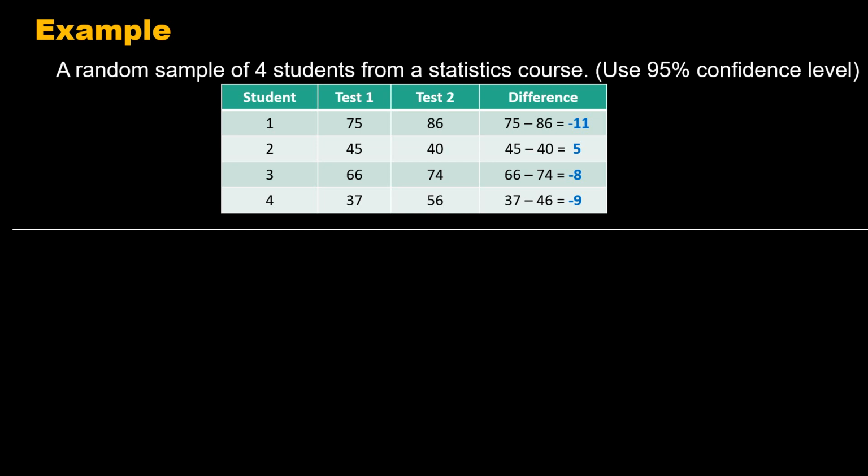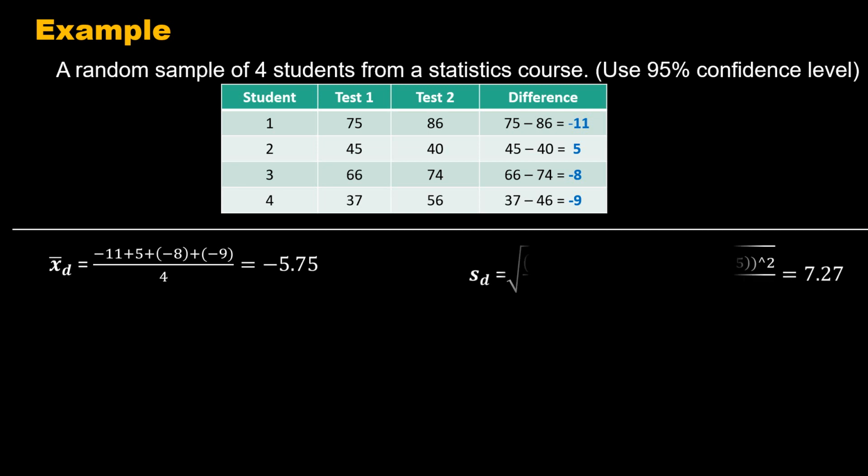So these are the D's. D1 is negative 11, D2 is 5, D3 is negative 8, D4 is negative 9. Then we use these values to find the x bar, xd bar. How do we find xd bar? Add them together, divided by the number of data, which is 4 here. It is negative 5.75.